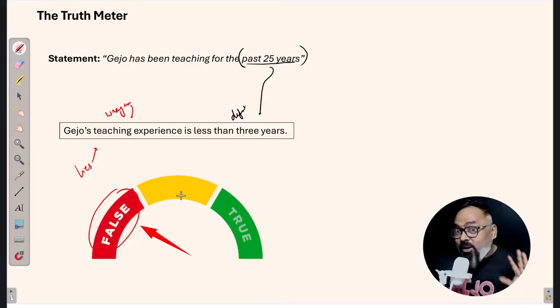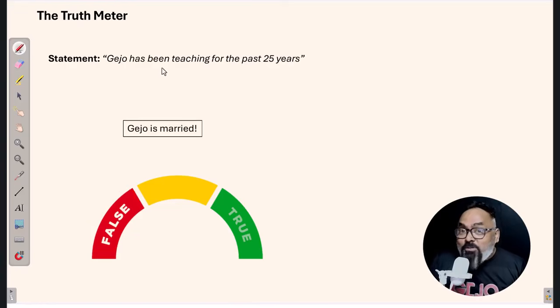But what we fail to understand is there are these gray areas. Okay, let's look at this statement. Gejo has been teaching for the past 25 years. Gejo is married. Is it paraphrased? Is it implied? No. But can you say it is a false statement?